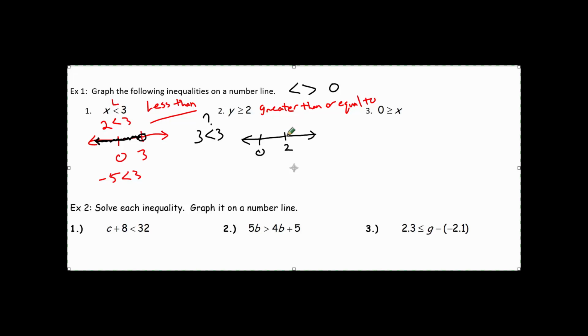So we're shading 3. 3 is greater than 2, right? 4 is greater than 2. 1,000 is greater than 2. So all of these numbers on the right are bigger than 2, so we're going to shade to the right.